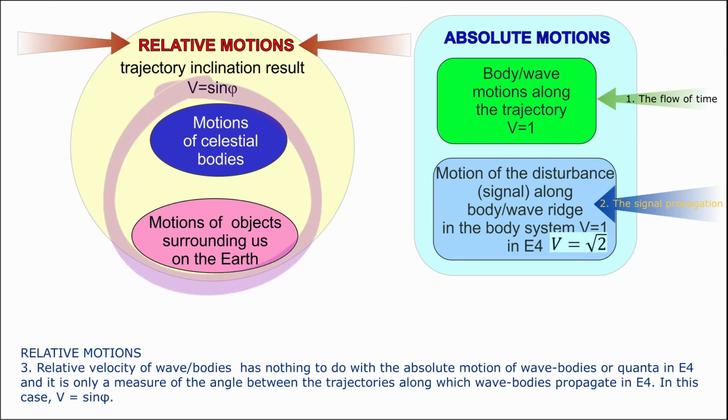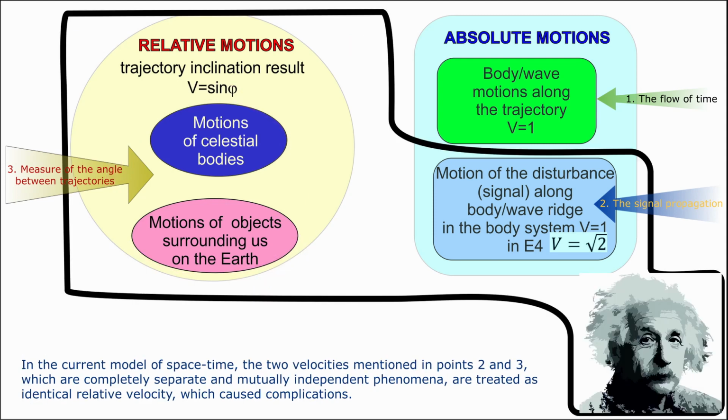Relative motions. 3. Relative velocity of wave bodies has nothing to do with the absolute motion of wave bodies or quanta in E4, and it is only a measure of the angle between the trajectories along which the wave bodies propagate in E4. In this case, v equals sine v. In the current model of space-time, the two velocities mentioned in points 2 and 3, which are completely separate and mutually independent phenomena, are treated as identical relative velocity, which caused complications.